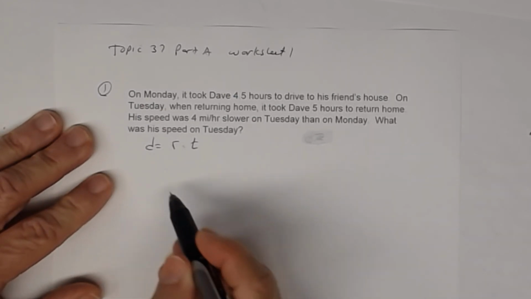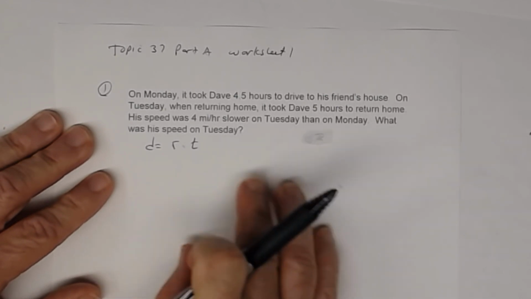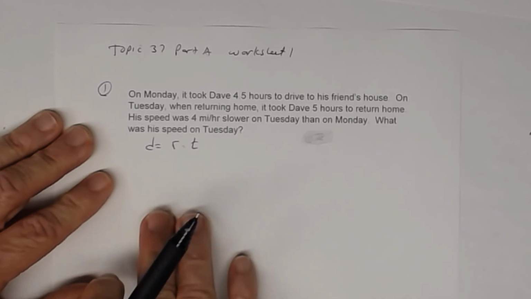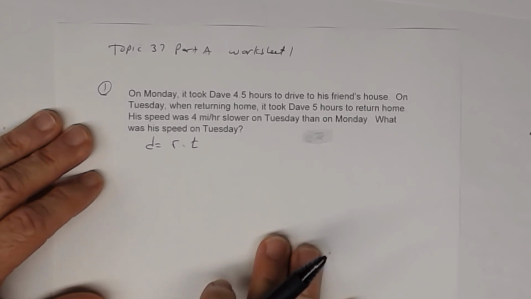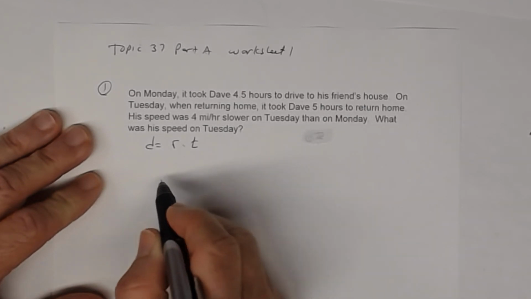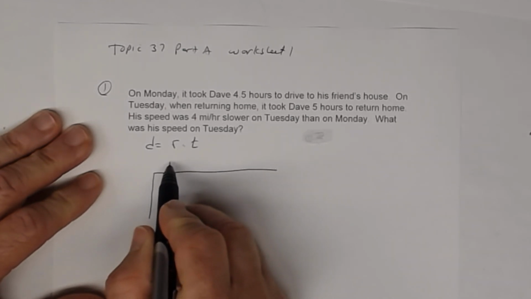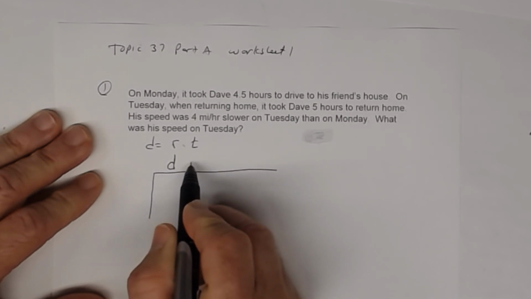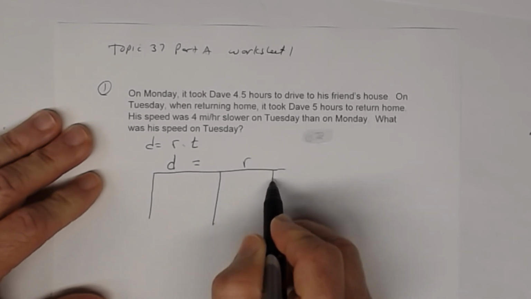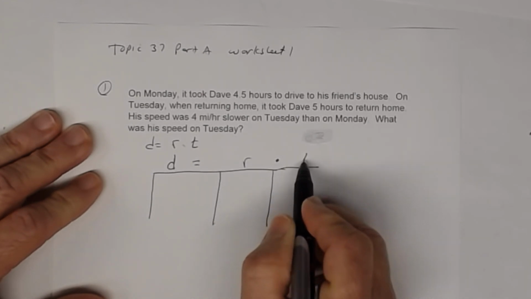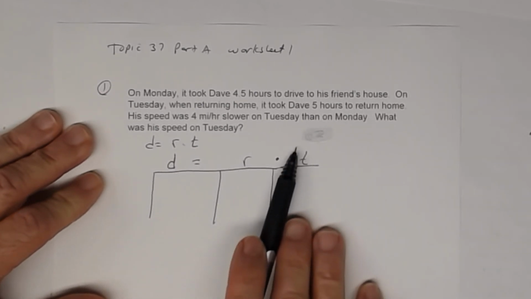And so since that's the case, we're going to set this up using a table to help us set up our information, to understand our information, and then to set up an equation. So this table is just a way of organizing our information. So we're going to use a table. And so we know that distance, d, is equal to rate times time, just like this. So you have this column distance, this column rate, this column time.